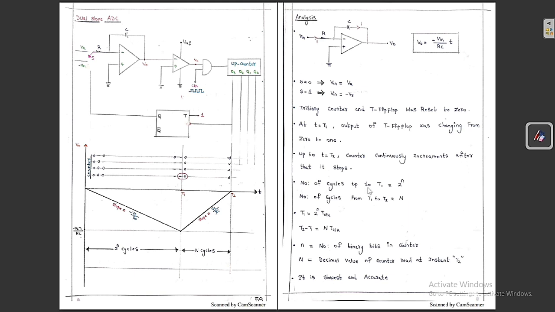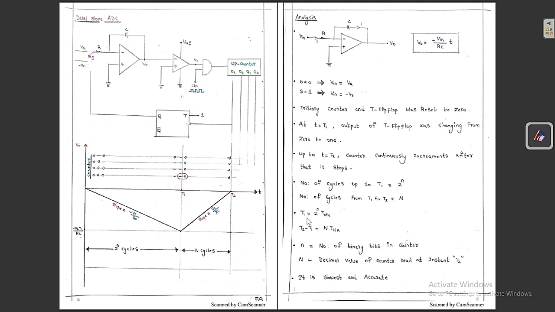The number of cycles up to T1 is nothing but 2 to the power of n. And the number of cycles from T1 to T2 is N. I am going to assume these are the N number of cycles, so N number of cycles from T1 to T2.